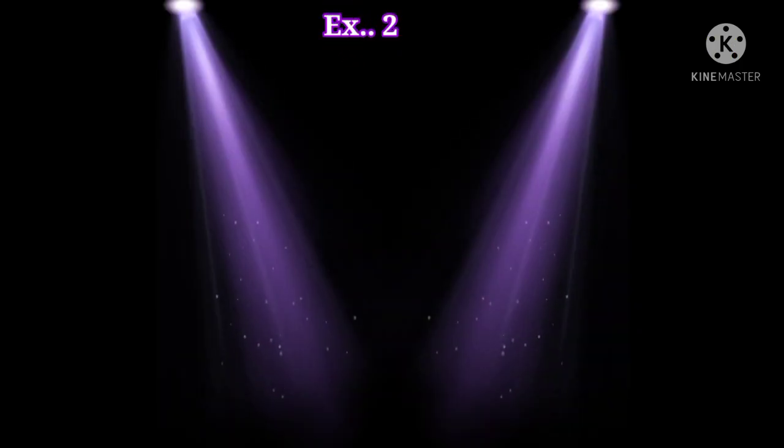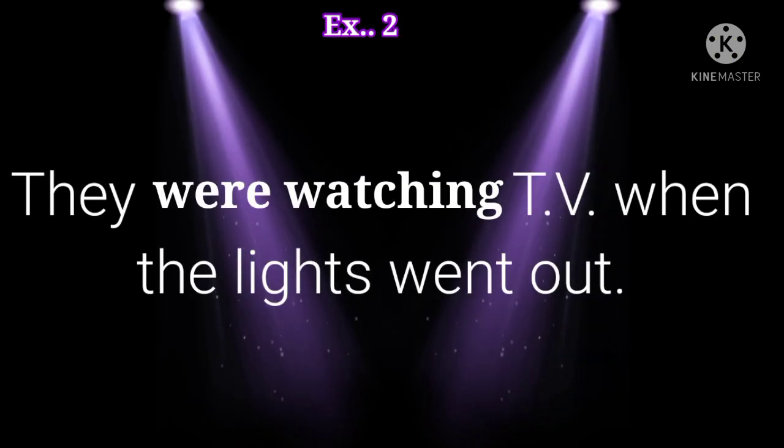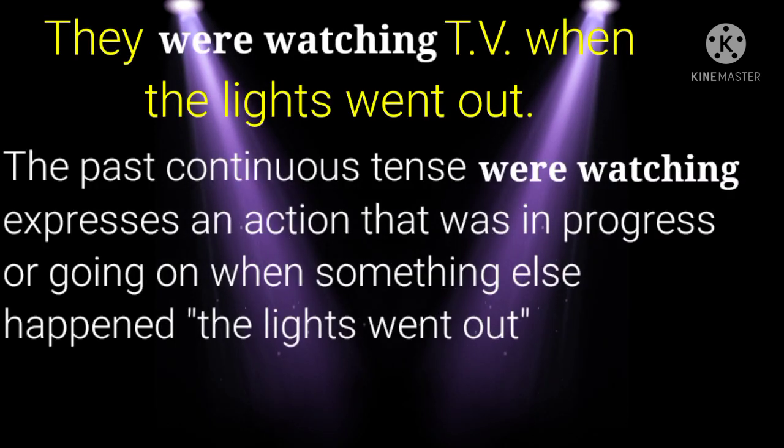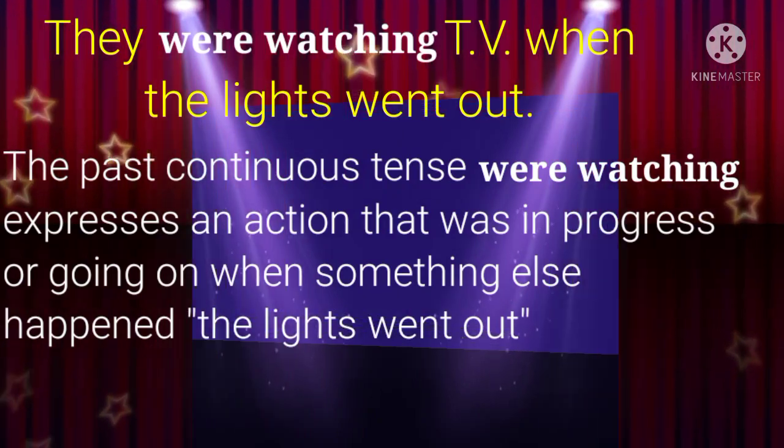Next example, they were watching TV when the lights went out. Here, the past continuous tense were watching expresses an action that was in progress when something else happened. The lights went out. In this way, the past continuous tense always tells us about actions that were going on at some time in the past.